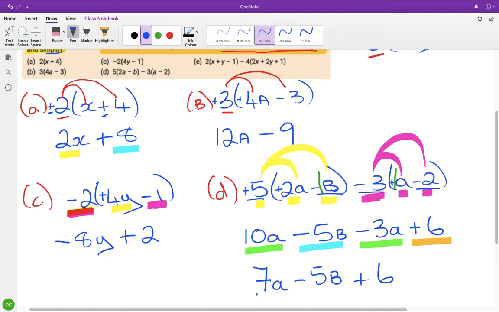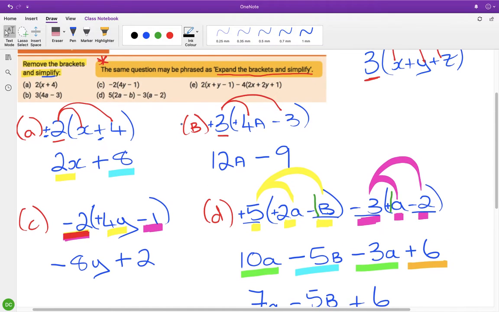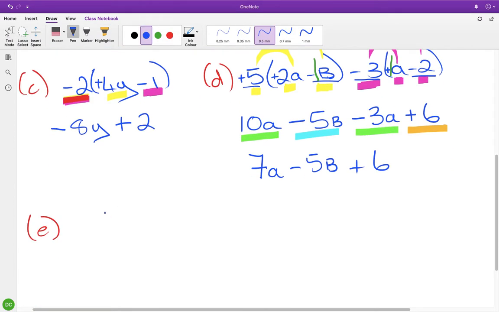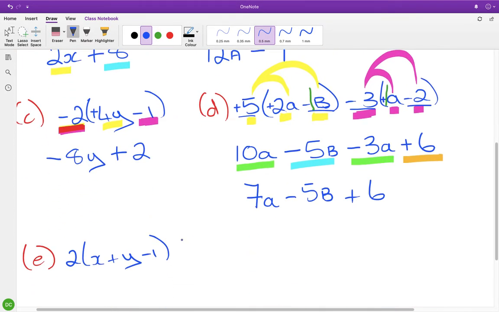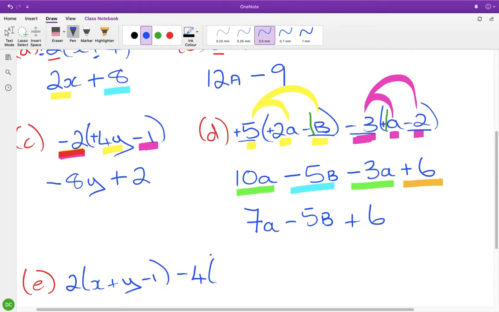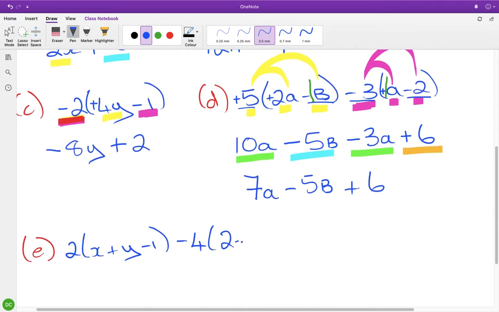And now we've gotten to a point where these are all 3 different families, so they cannot be further simplified. All right, and then the last one, sorry, I'll do a bit of scrolling up and down here: 2 times x plus y minus 1, and minus 4 times 2x plus 2y plus 1.